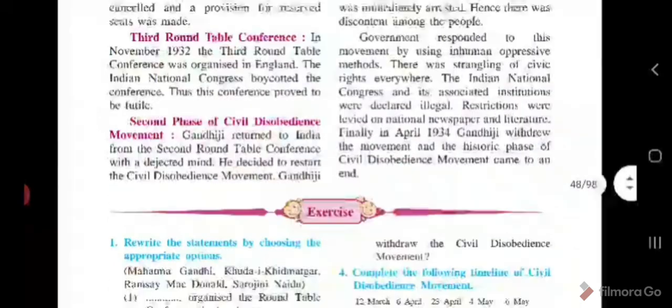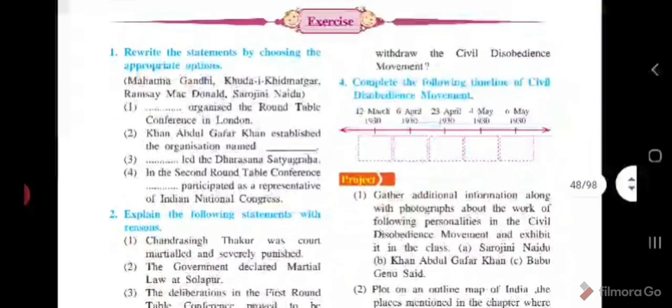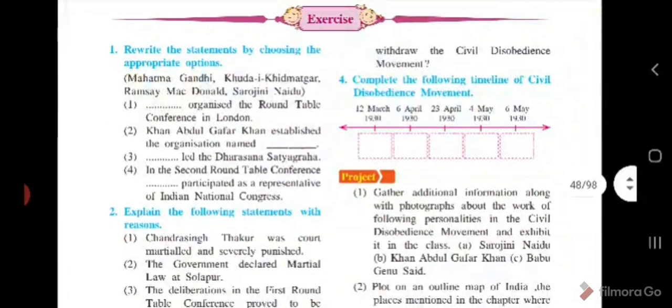Now, got it. The lesson is over. Exercises are given below the lesson. You have to complete these exercises: fill in the blanks, and explain the following statements with reason.